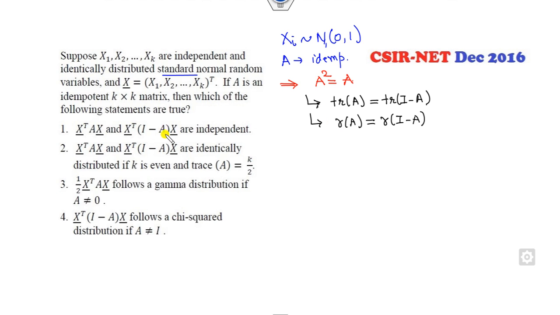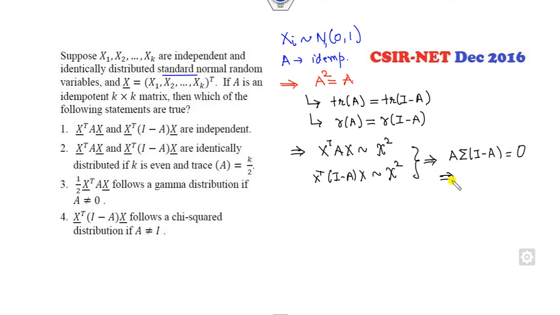Fine. So what does it mean? X transpose AX will follow a chi-square distribution. X transpose (I minus A) X will also follow a chi-square distribution. And since they are idempotent, they are independent when A sigma (I minus A) should be 0. Now you can see that sigma is the identity. So A(I minus A) is 0, and this property is satisfied, hence this is the correct option.